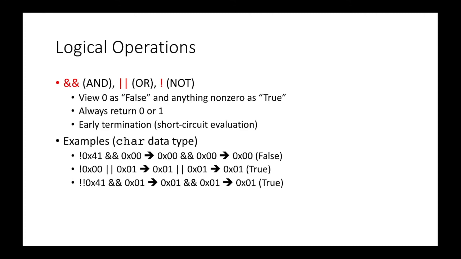Logical operations look very similar to bit-level operations, but result in very different values, and have a different purpose. For logical operations, we use a double ampersand, double vertical bar, and exclamation mark for NOT. These operations view 0 as false and anything non-zero as true. They always return 0 or 1. Here we have some examples of logical operations. Again, the key is to view arguments as false or true.